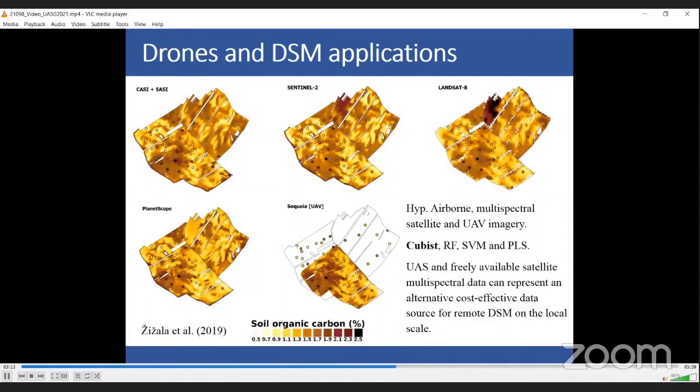Now let me show you an example of the use of drones in digital soil mapping applications. This example is from ZigZilla.io. They have used different sensors and different remote sensing platforms: hyperspectral airborne, multispectral satellite, and drone imagery. They have also used different machine learning algorithms, and Cubist gives the most accurate prediction. The final conclusion is that drones and freely available satellite multispectral data can represent an alternative cost-effective data source for remote digital soil mapping on the local scale.